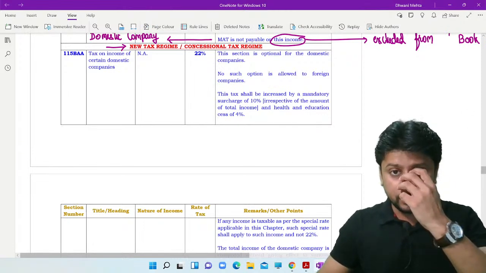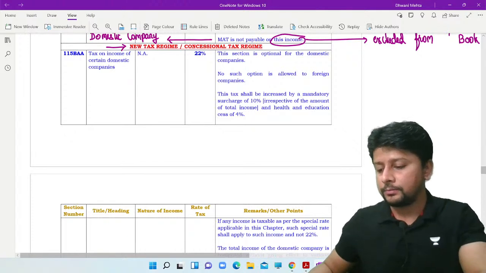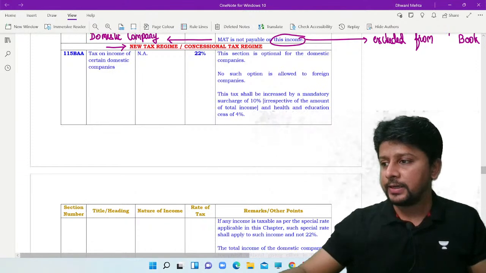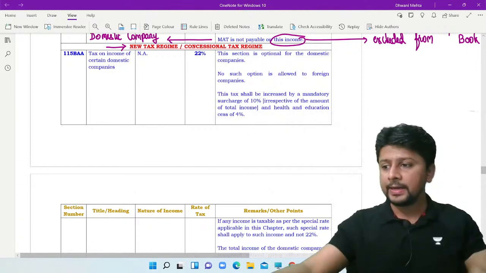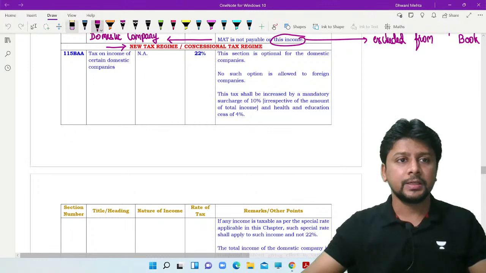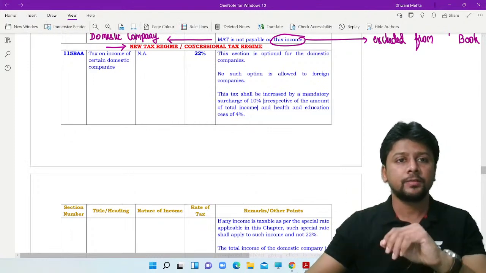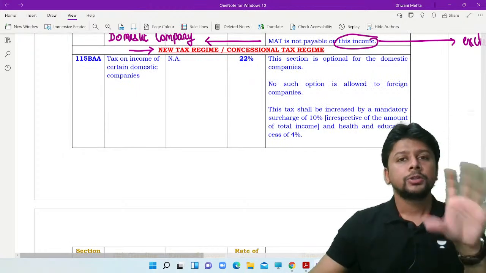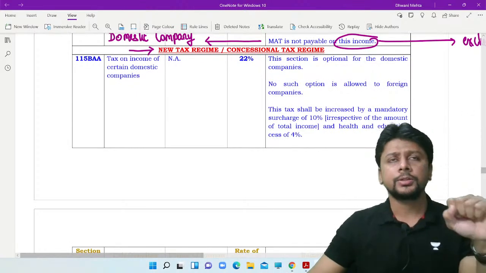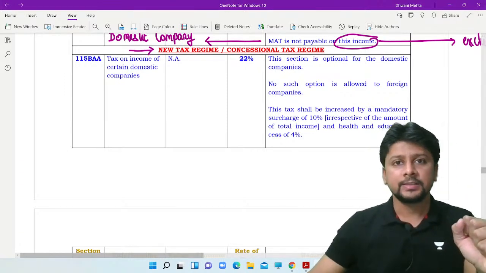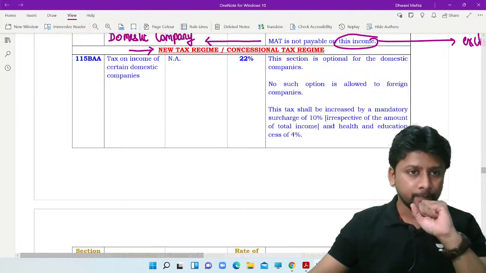Let's try and revise these four sections. Traditionally, India's corporate tax rate has always been considered on the higher side compared to companies existing elsewhere in the world. Indian companies pay a lot of tax to the government. So there was constant pressure on the government to reduce the tax rate for companies.